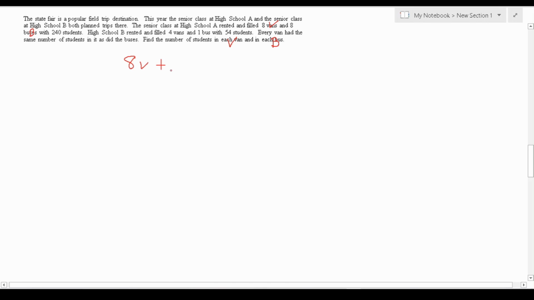8V plus 8B equals 240. And if we look at the final part, we can see it says they filled 4 vans and 1 bus with 54 students. So 4V plus B equals 54. And just like that, we took this word problem, assigned some variables to it, and then wrote 2 equations we can use to set up a system of equations to solve this problem.